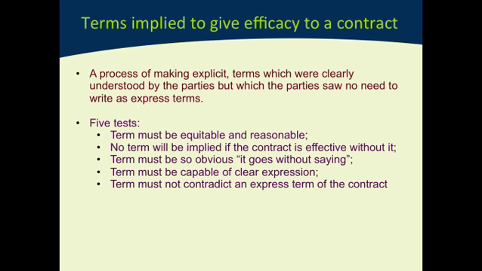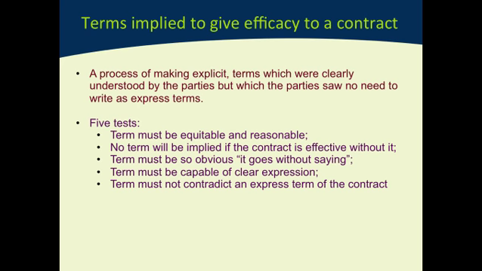Next is that the term must be capable of clear expression. And now that in itself probably is so obvious that it goes without saying. If the court is not going to be able to properly formulate the term in its judgment, then the court is not going to be able to express the obligations of the parties in a satisfactory way. And if that's the case, then the court's not going to be able to enforce those obligations. So if the term can't be expressed sufficiently clearly, the court's not going to imply it.